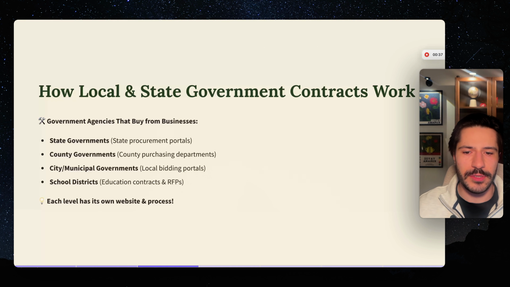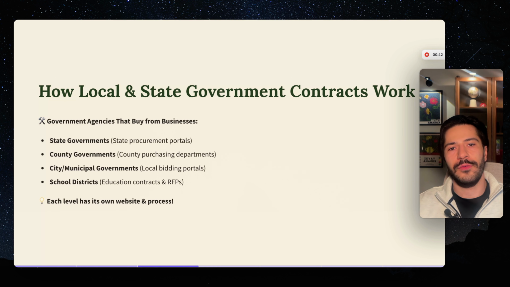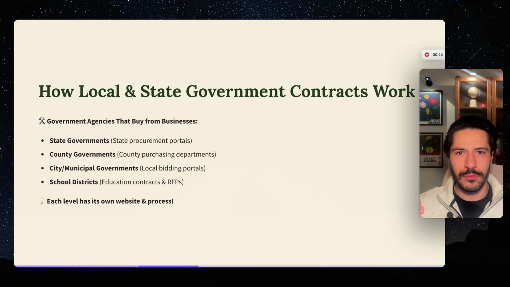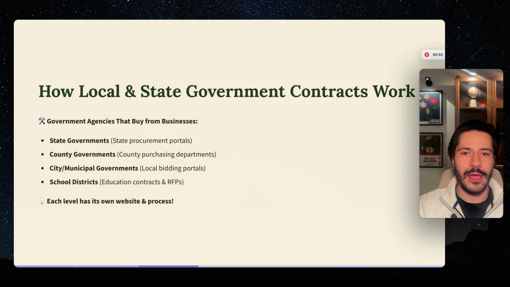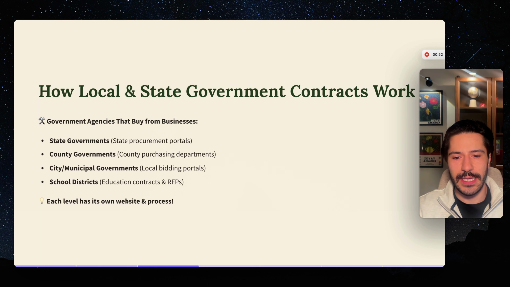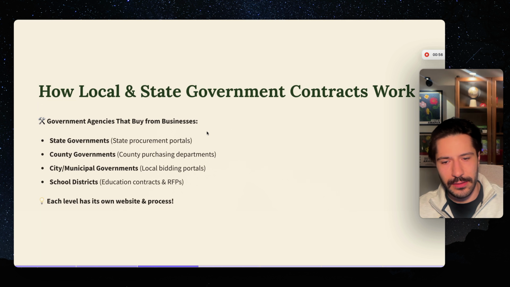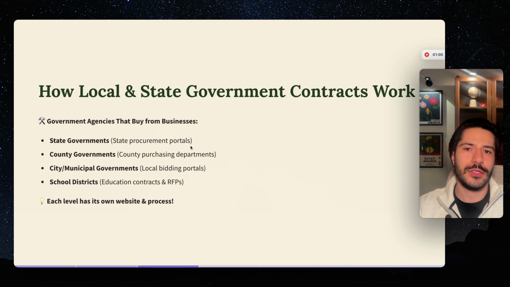So first, let me just explain how local and state government contracts work. You have many levels. You're probably familiar with the federal level. These are government contracts that you find on sam.gov. But every state, every county, every city, and finally some school districts, they have government contracts. So as you can see here, state governments have their own procurement websites. Then you have the county. So let's say Los Angeles County.